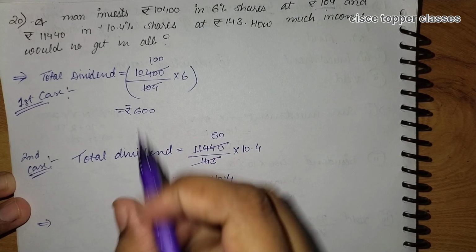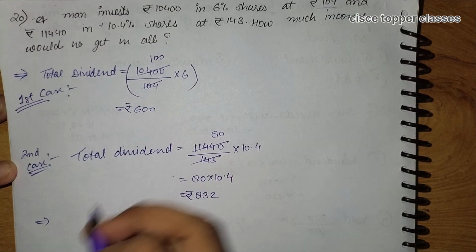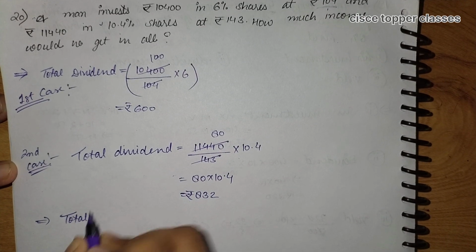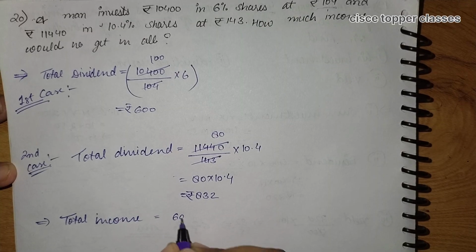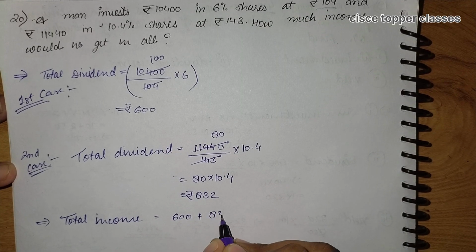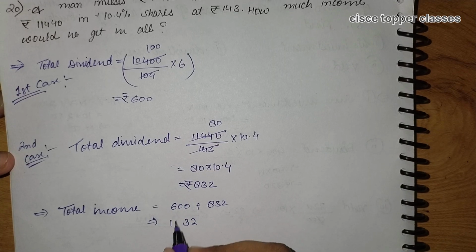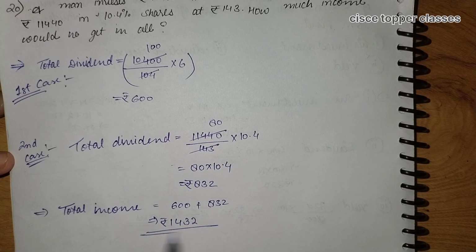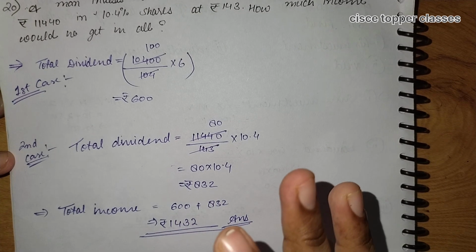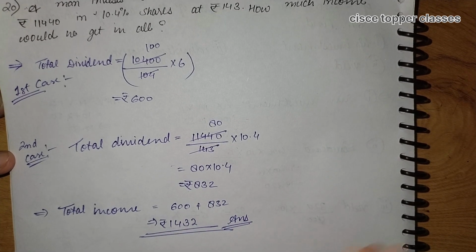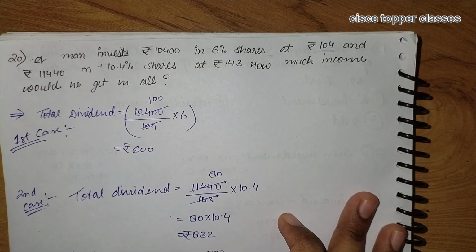So if we write, how much income would he get in all? Now if we want to find the total income, it will be the total dividend here. So in the first case the dividend is 600 rupees and in the second case it is 832. So on adding it we will get 2, 3, 8 plus 6 will be 14. So rupees 1432 is the final answer in this question. This is the total income the man will get in all the shares here. So this is the final solution of question number 20.